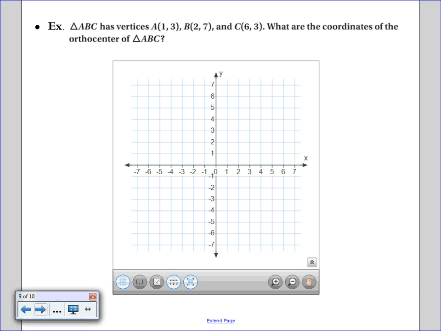So let's find an orthocenter. We are given triangle ABC with vertices (1, 3), (2, 7), and (6, 3). So let's see if I can plot point A is right there at (1, 3). Point B is at (2, 7). And point C is at (6, 3). Okay? And I'm asked to find the coordinates of the orthocenter. So remember, to create an orthocenter, you need to be drawing three altitudes, which are a little tricky to draw.